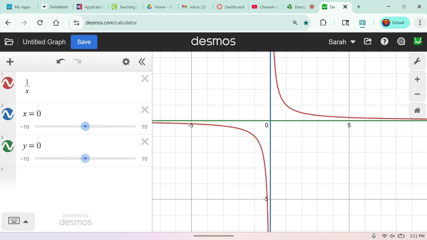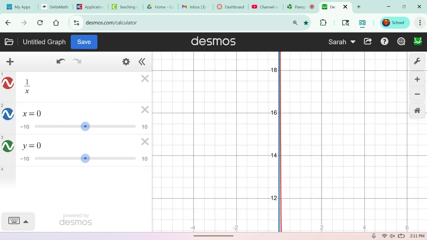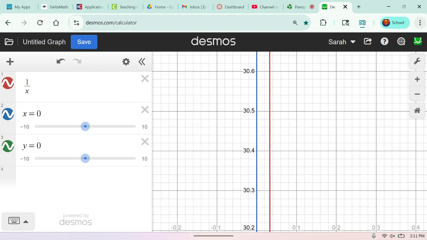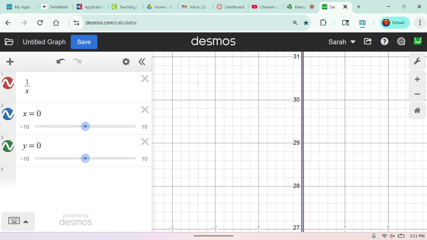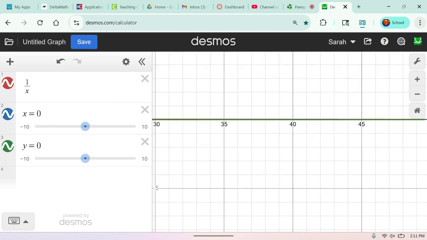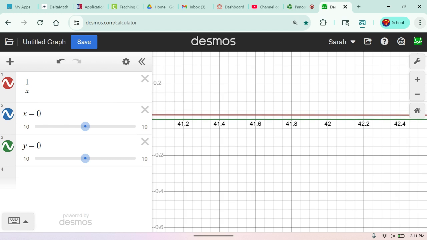Now on Desmos, it's kind of cool because if I zoom in really, really close to these asymptotes, at some point it looks like they're overlapping, but they're not. Because if I zoom in, they're spread apart. Same thing with the horizontal. If you go over a bit, it looks like they overlap at some point, but if you zoom in, they still don't cross.